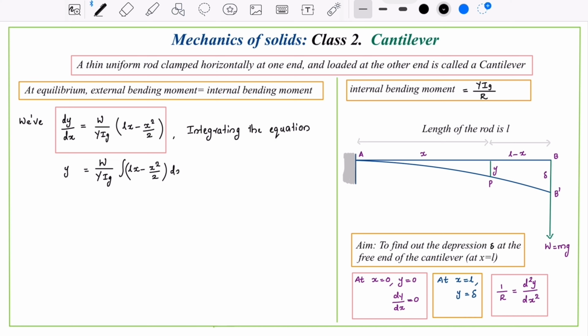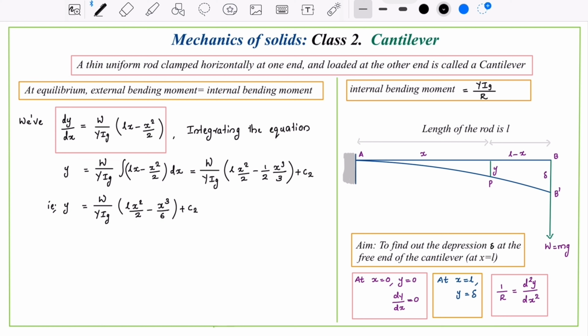This is equal to W divided by YIg into L. L is a constant. Then x square by 2 minus 1 by 2. 1 by 2 is a constant. 1 by 2 into x cube by 3 plus the constant of integration C2. That is the depression at x, that is y, that is equal to W divided by YIg into (Lx square by 2 minus x cube divided by 6 plus C2).